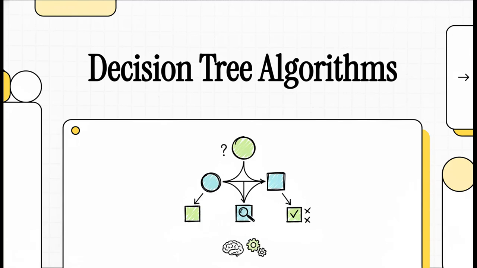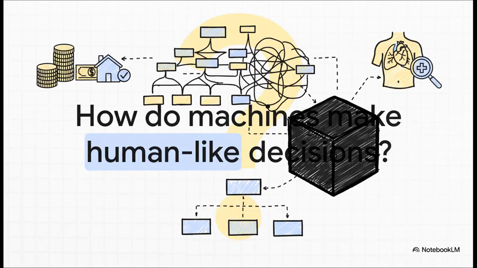All right, let's talk about one of the coolest, most intuitive tools in all of machine learning, the decision tree. We're going to break down how machines actually learn to make choices, and you'll see it's probably way simpler than you think. I mean, you have to wonder, right? We see it all the time.